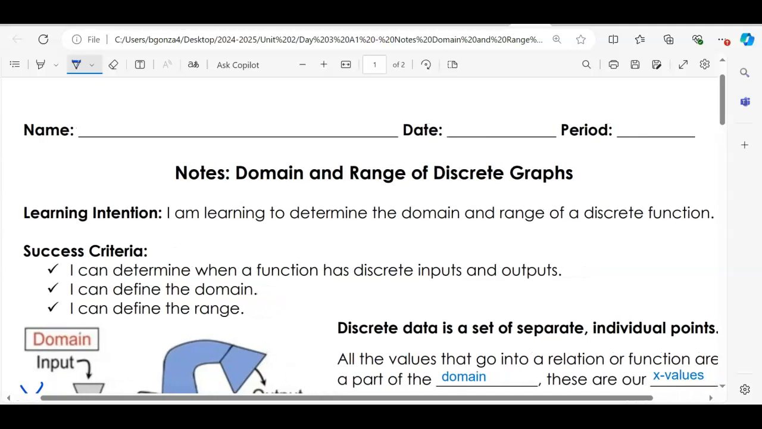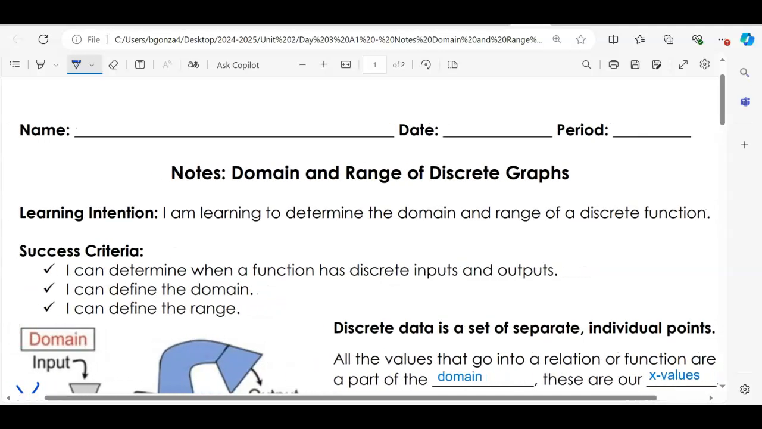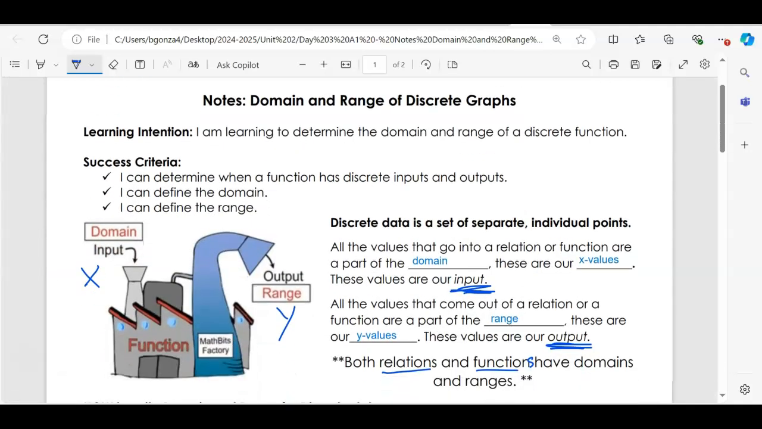First things first, domain and range of discrete graphs. We have our learning intention and our success criteria. You can read that, but here's what we're doing.